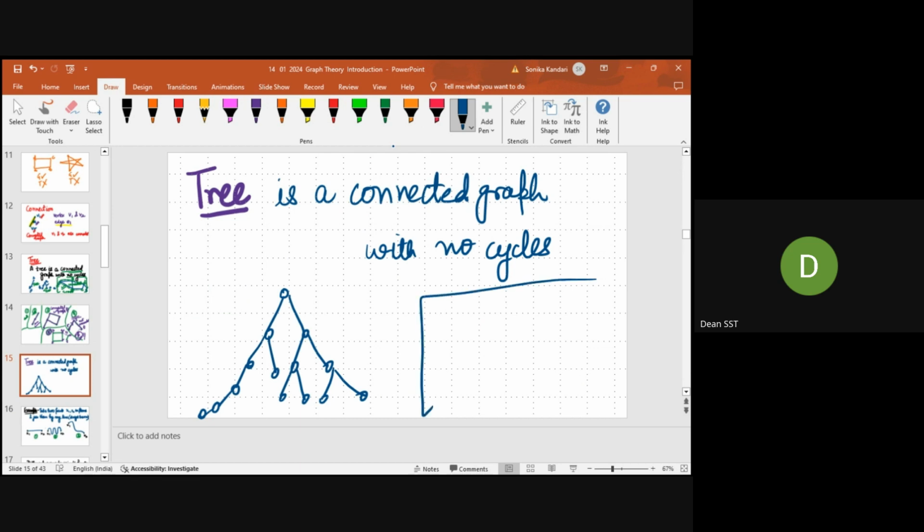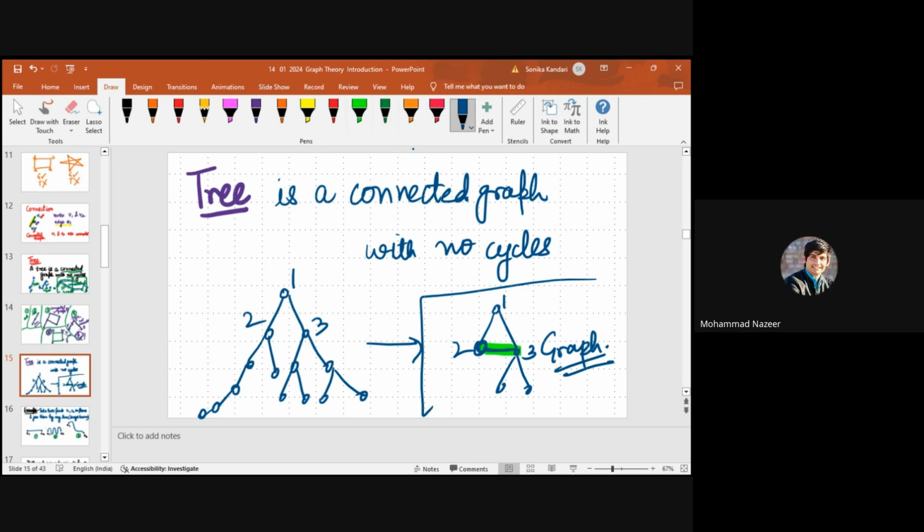But suppose I join these two vertices. Fine. These are 1, 2, 3. Suppose I join 2 and 3. Now this has become a graph. This is not a tree now. Is it clear, class? Yes, ma'am. Okay.